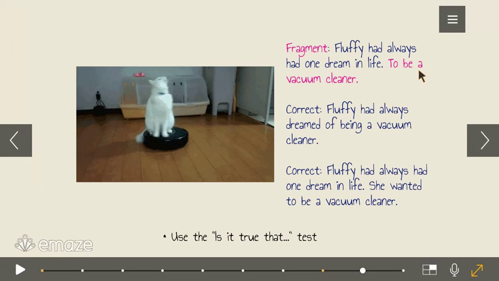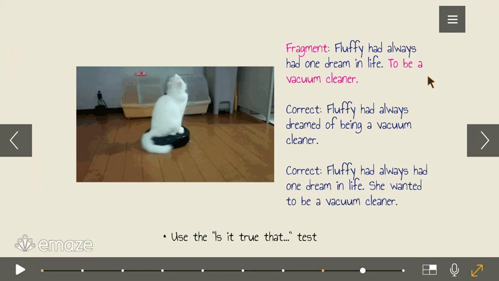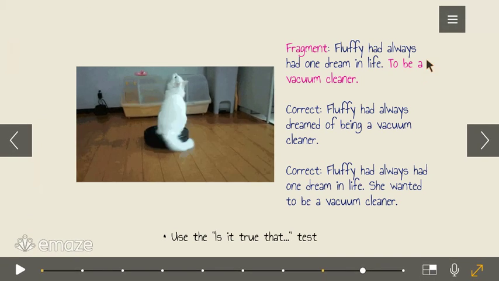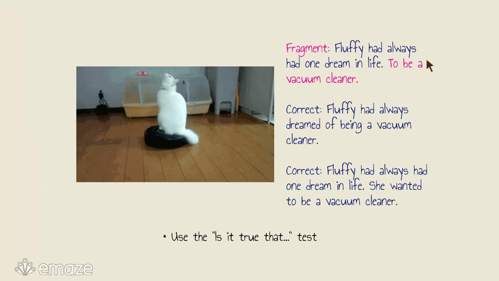Okay, so if we look at what's in pink here, that's a fragment. It doesn't have a subject. I don't know who or what we're talking about in this pink sentence. It's not a sentence, it's a fragment. It also is missing a predicate. What this is in pink is just a phrase, and I know that a phrase can't stand by itself.